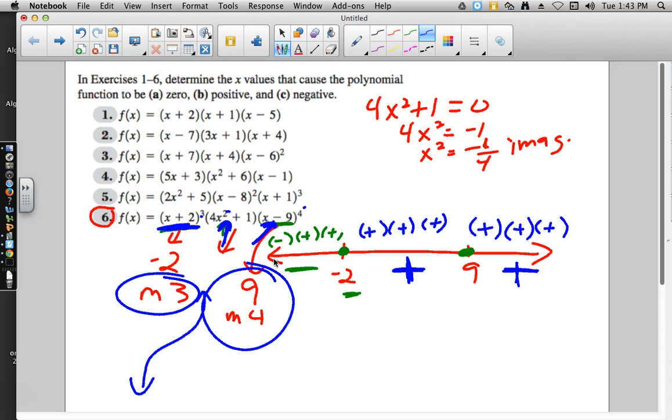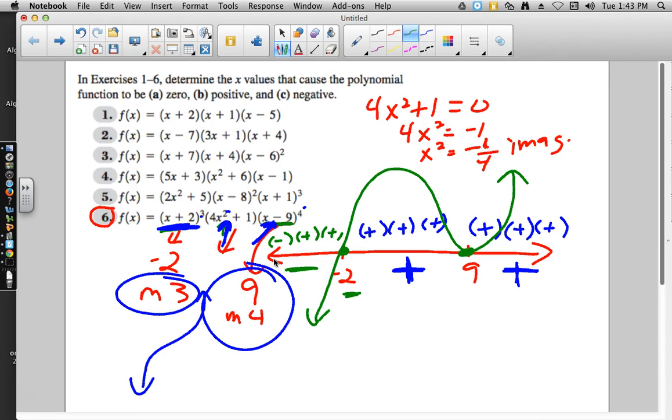So if I venture a guess, and not a guess, an educated guess, because it's going to cross at negative 2 and be positive, and this one is going to bounce, that will be the behavior of this graph. And sometimes that just helps that sign chart to take on a new meaning for you. So let's see what we have here.